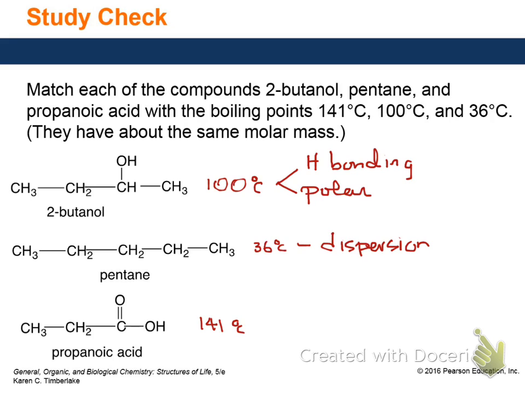And then carboxylic acids, they also have hydrogen bonding and are also polar, but they can form these dimers. Hang on, let me fix what I just wrote.